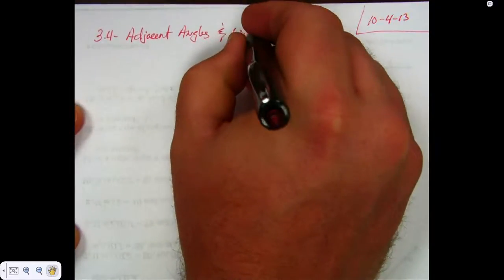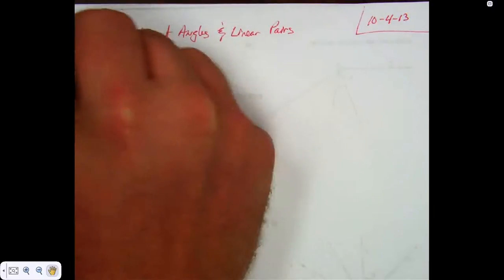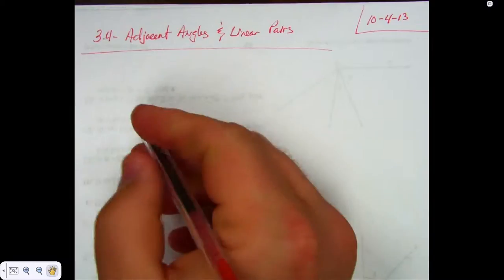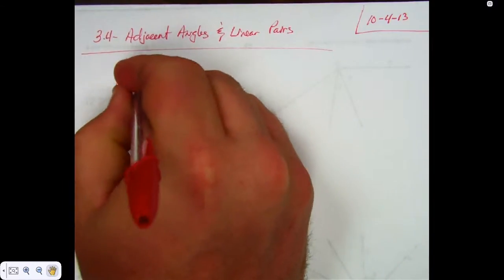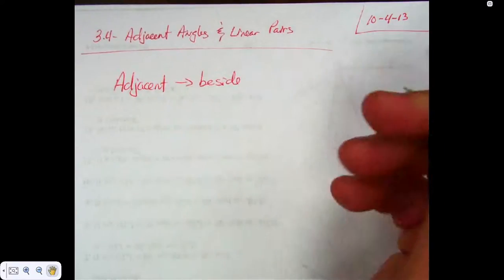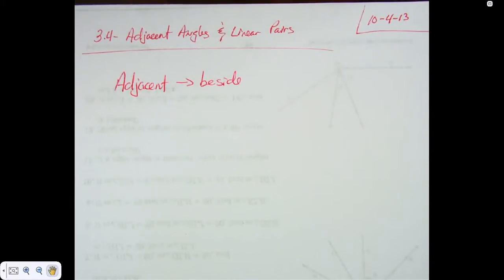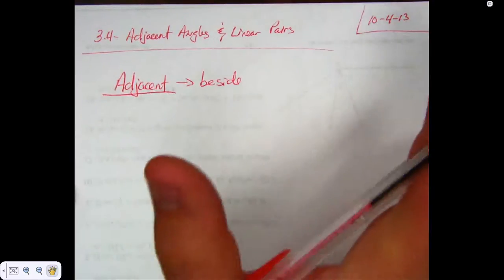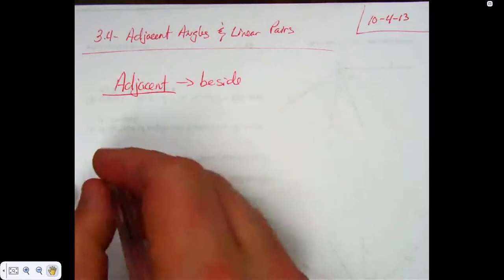Adjacent angles and linear pairs. What is it? Adjacent angles and linear pairs. The word adjacent itself usually means beside, right? The adjacent street over there, or the adjacent building needs to be beside. The thing about it is, it's not quite that simple in geometry.